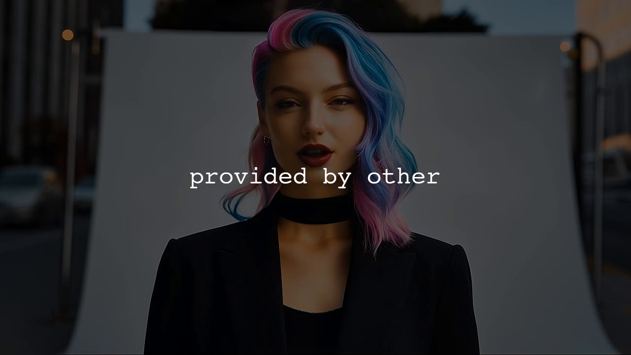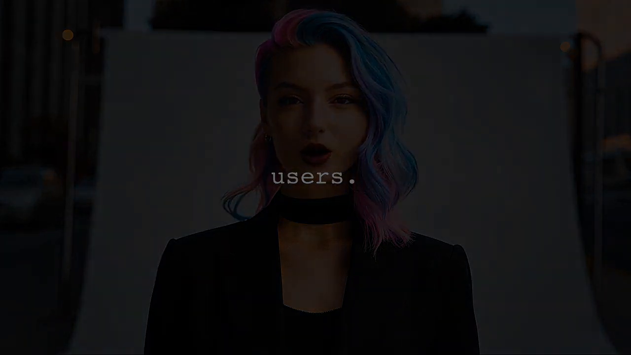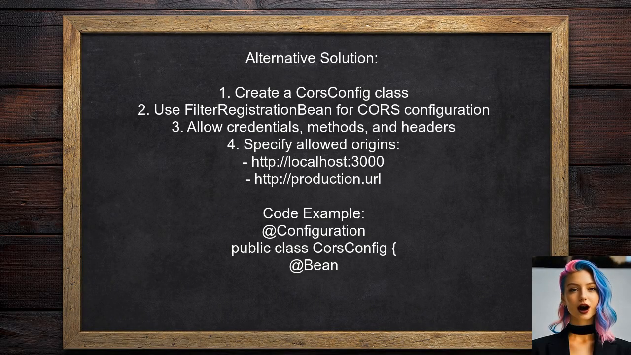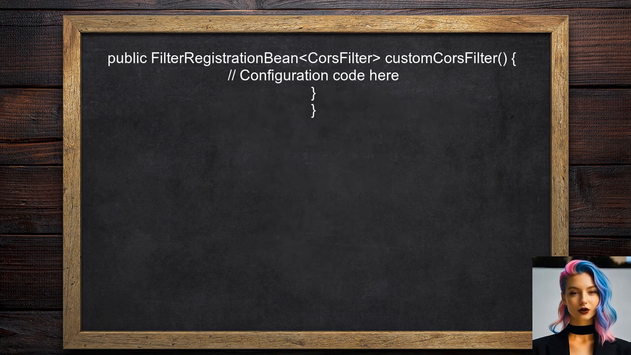Now let's look at the answers provided by other users. An alternative solution provided by a user suggests configuring CORS in Spring Boot 2 using a generic filter registration bean. They recommend creating a CORS config class where you define a custom CORS filter. This filter allows credentials and specifies allowed methods and headers. You also need to add the origins for your local and production environments.